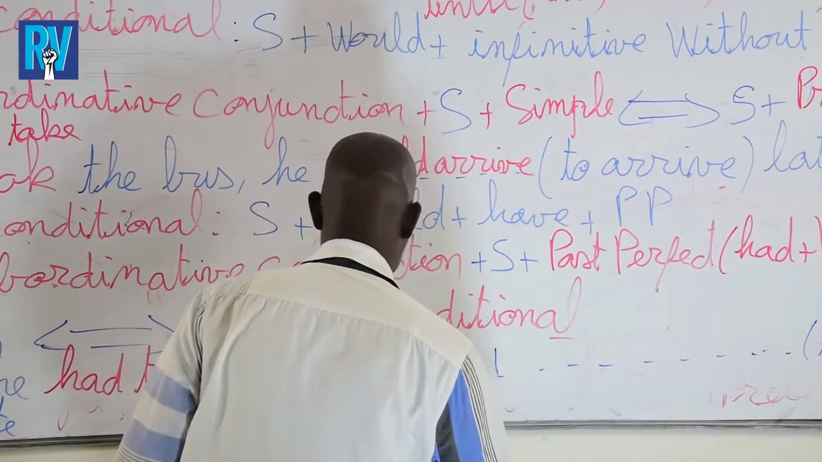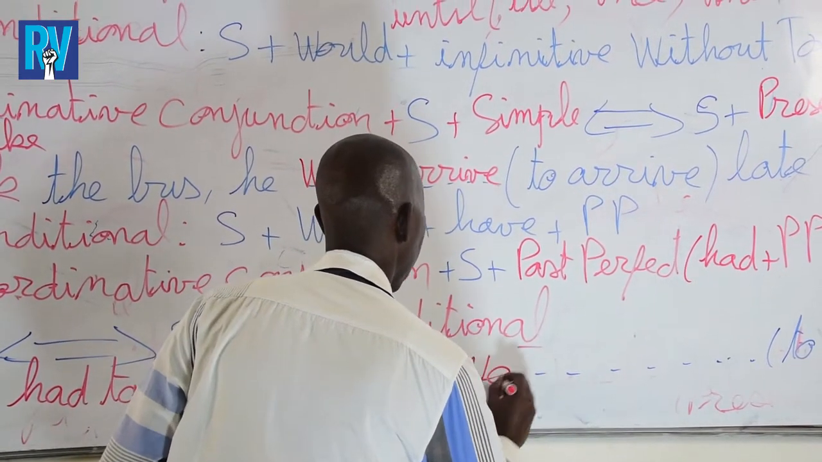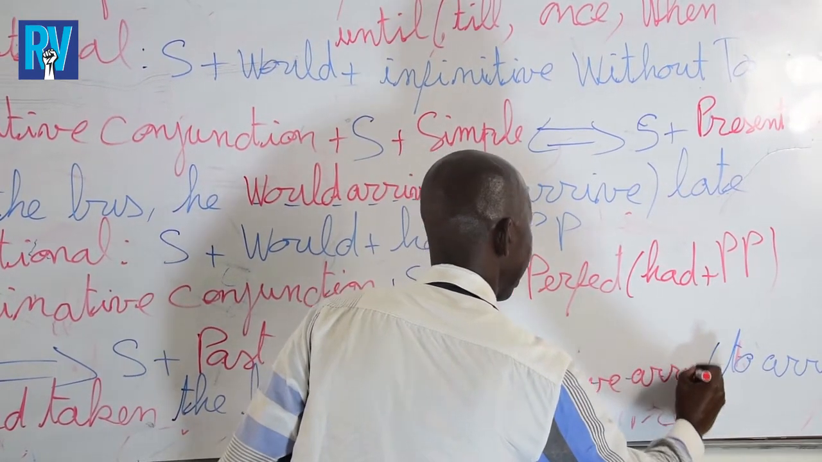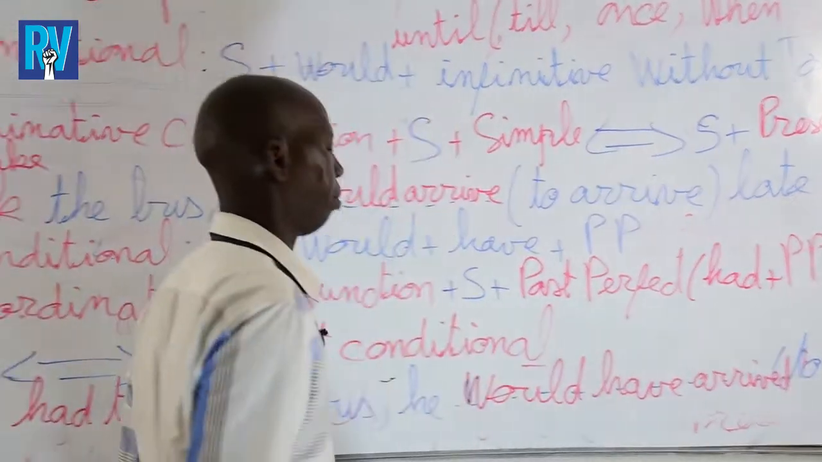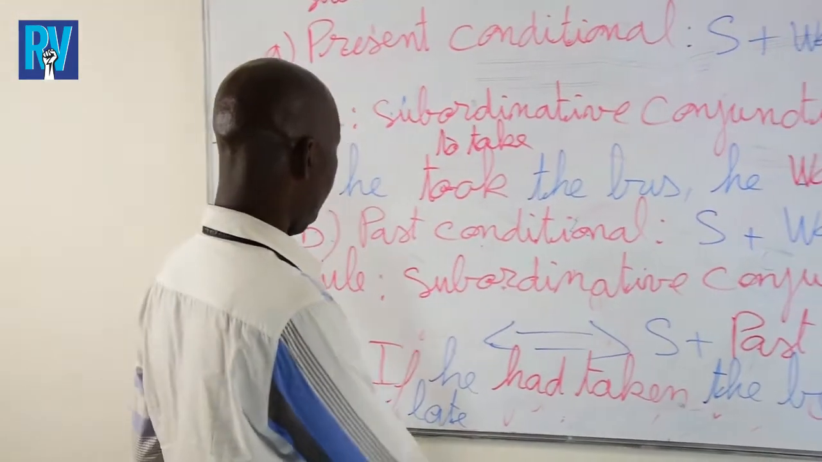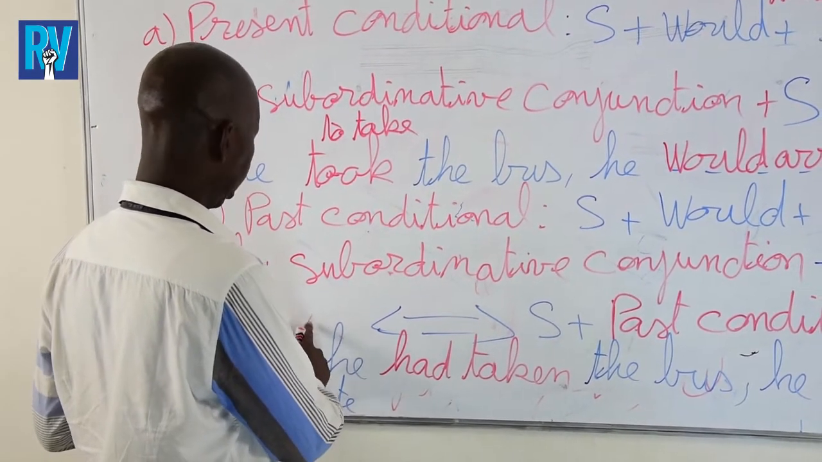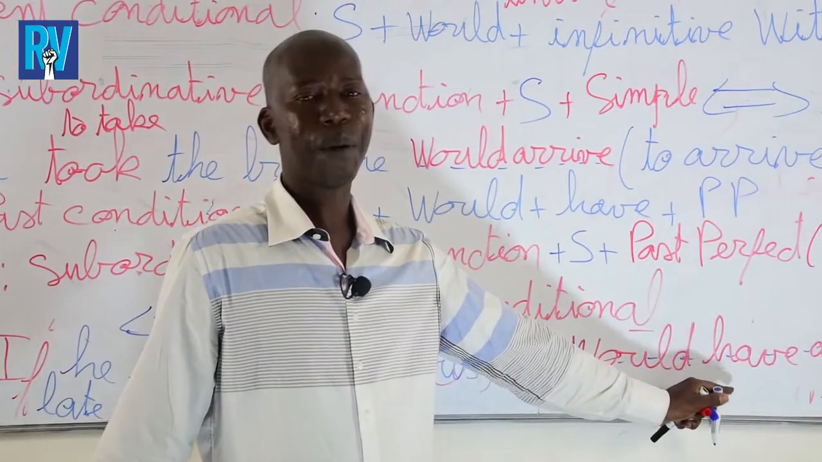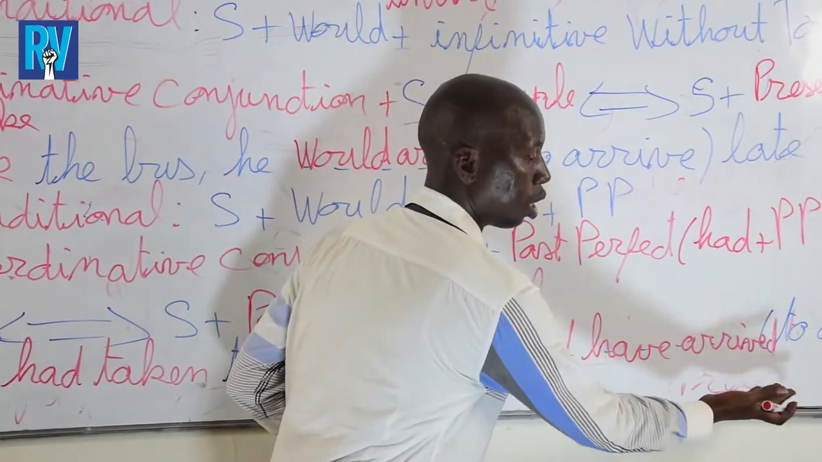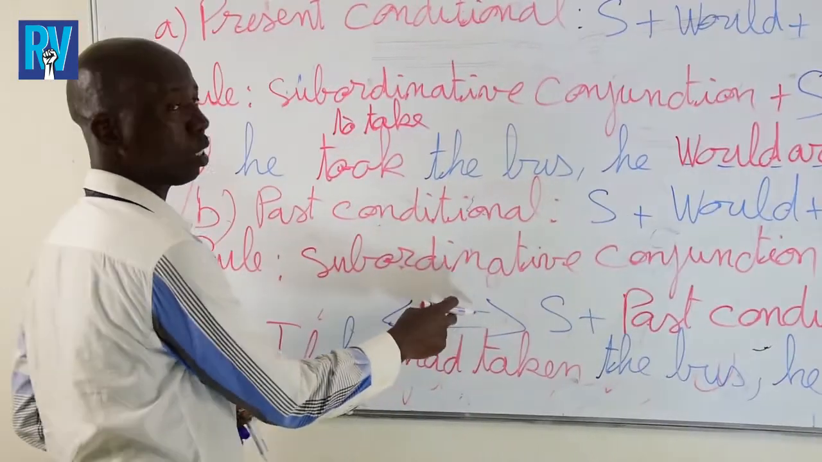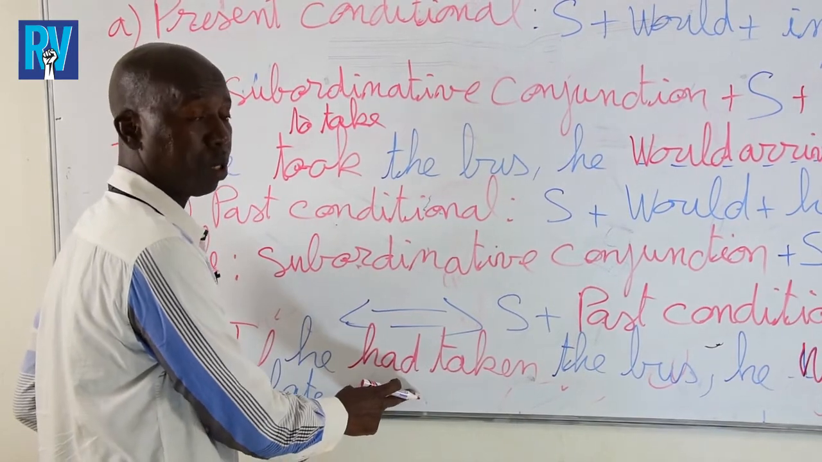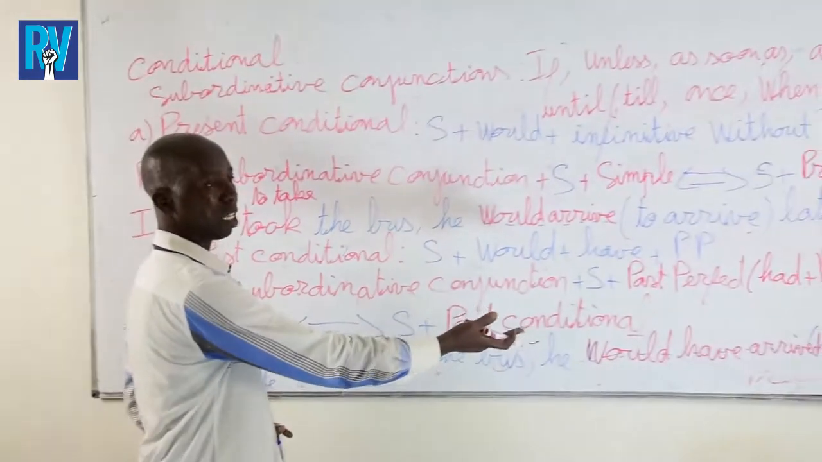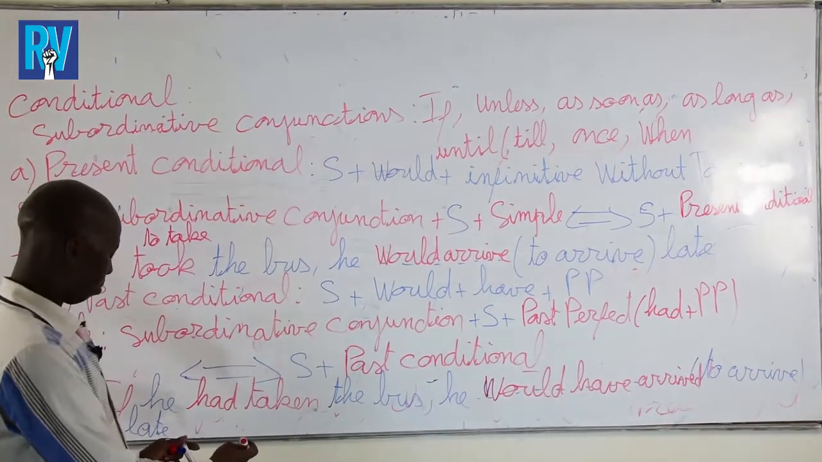So here I will have the past conditional. Which means I will have would have arrived late. Okay? If I'm given after the subordinative conjunction the past perfect, here I will use the past conditional. If I'm given the past conditional and I'm asked to write the verb to take, so I must use the past perfect because the two tenses go together. Le past perfect va avec le past conditional, le past conditional va avec le past perfect.